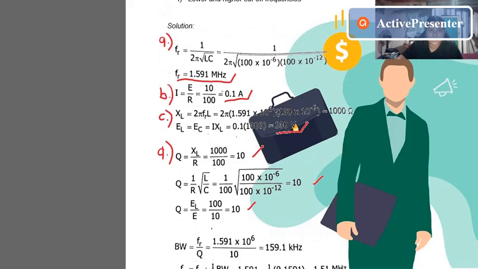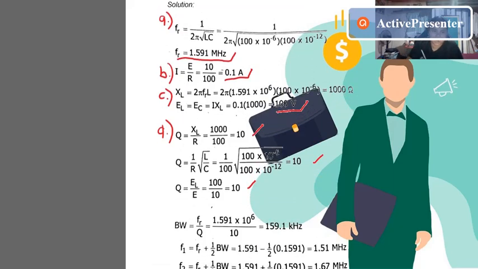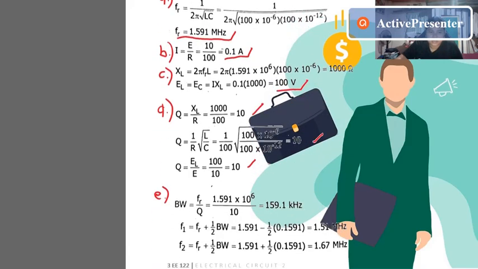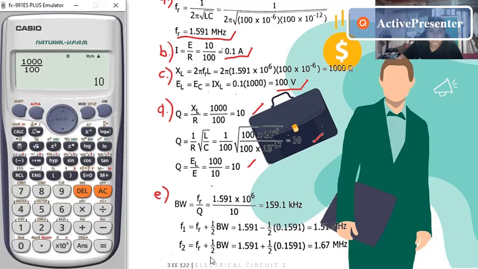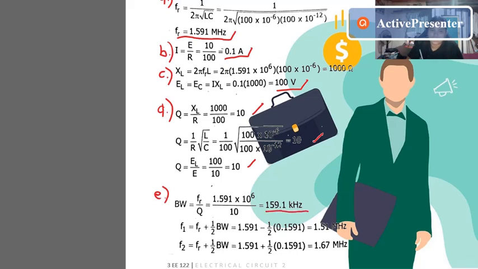And for E, we need to solve for the bandwidth. The formula for bandwidth is FR over Q. Since we have solved everything, we have 1.591 times 10 to the power of 6 divided by Q, which is 10. So our bandwidth will be 159.1 kilohertz. So this is our bandwidth.